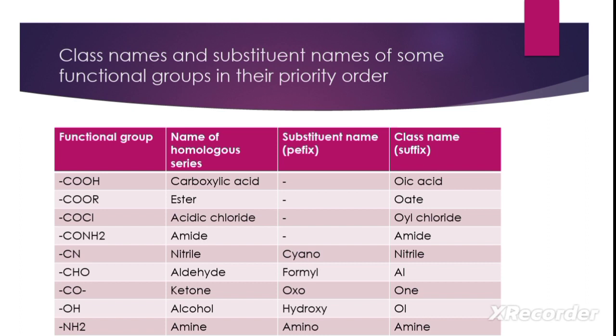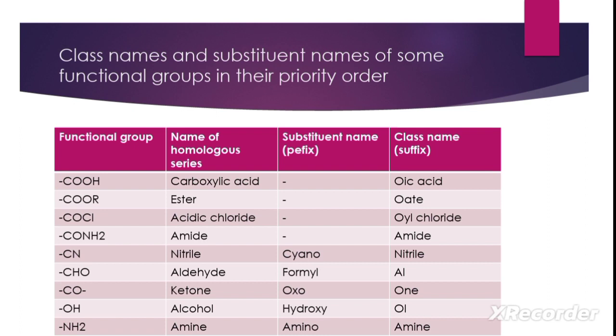For the esters, we use oate. COCl means acid chloride. We use oyl chloride. CONH2, amides. We use amide itself. And CN means a nitrile. The substituent name is cyano and the class name is nitrile. CHO is there in aldehyde. Formyl is the substituent name.